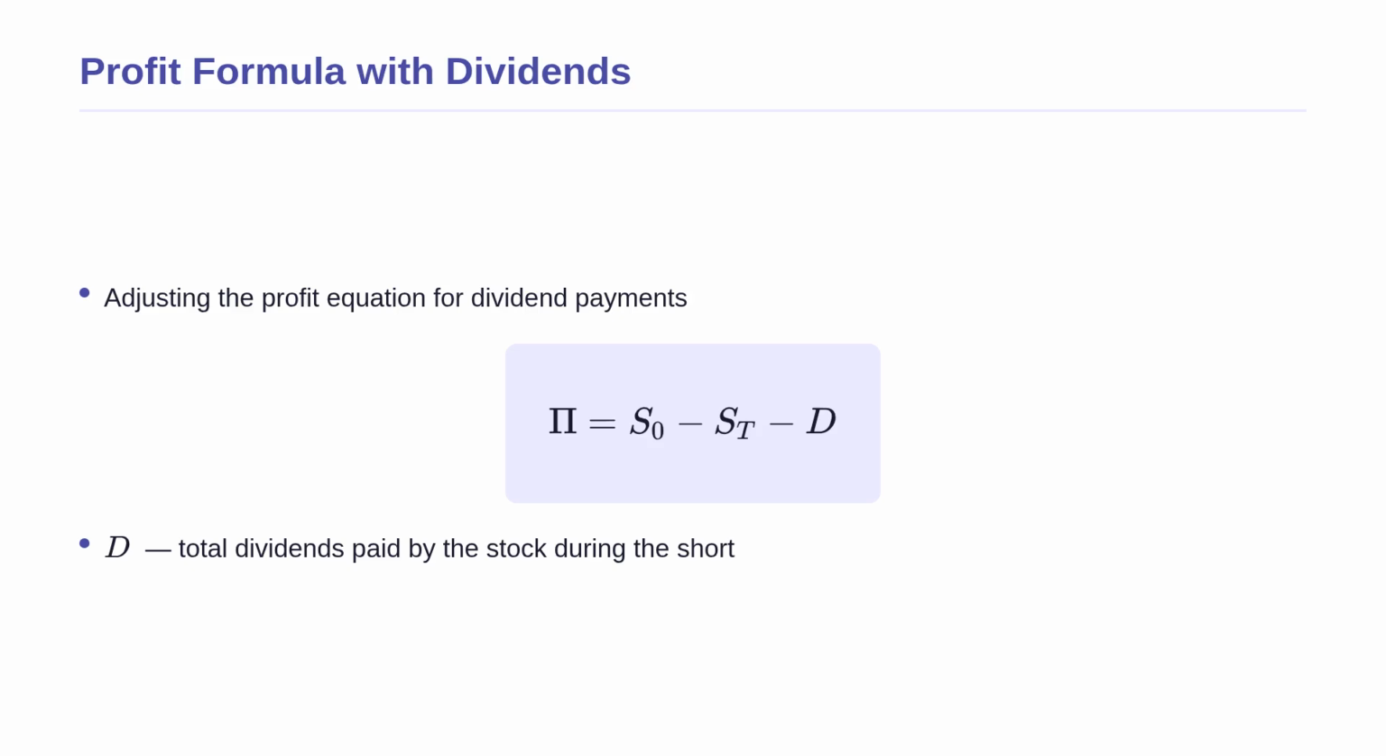This brings us to our updated profit formula. We take our original equation and simply subtract a new term, D. This D represents the total dividends paid by the stock while you were holding the short position. Because this money comes directly out of your pocket to compensate the lender, it acts as a penalty to your trade. As the dividend D increases, your total profit pi decreases. You must account for this cash outflow when planning a short sale.